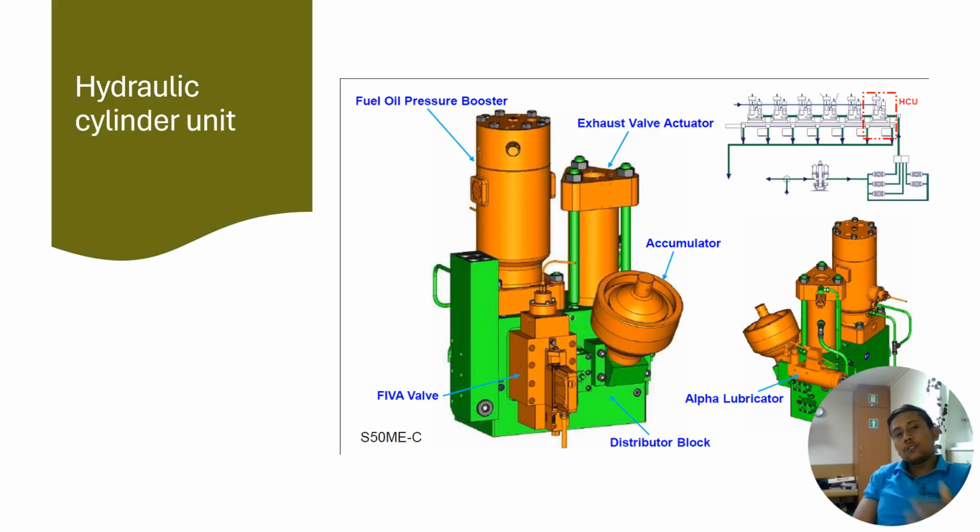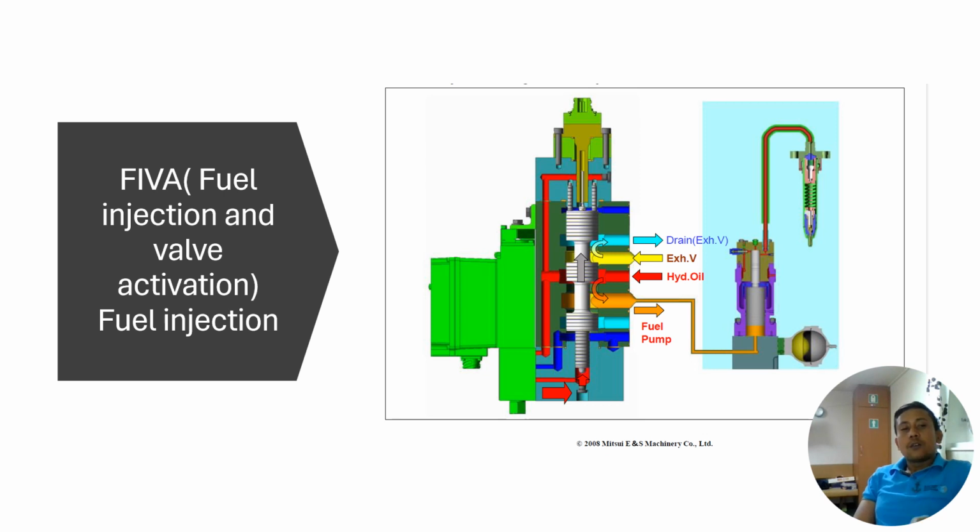Hydraulic cylinder unit. The hydraulic cylinder unit basically consists of 5 components: fuel pressure booster, exhaust valve actuator, accumulators, FIVA, and alpha lubricator. FIVA, fuel injection and valve activation. FIVA is nothing but a direction control valve which directs the hydraulic oil to decide the start and end of the injection and the activation and deactivation of the exhaust valve actuator. You can clearly see here the spools which direct the hydraulic oil either to the fuel booster or the drain.